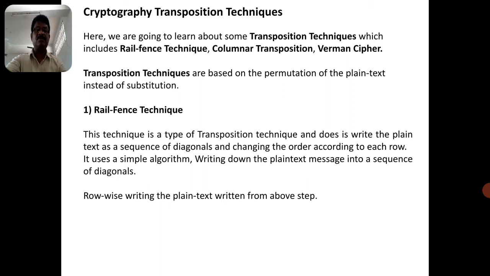Coming to the classical techniques, they are again divided into two parts. One is the substitution technique and the second one is the transposition technique. The substitution technique is nothing but each element in the plain text being mapped to another element. The plain text is in the form of textual data, and an element is one alphabet in that particular text.